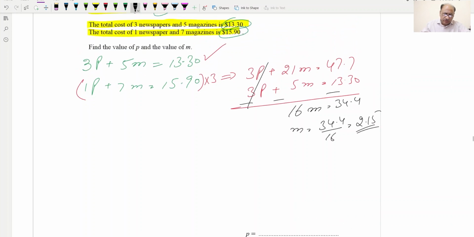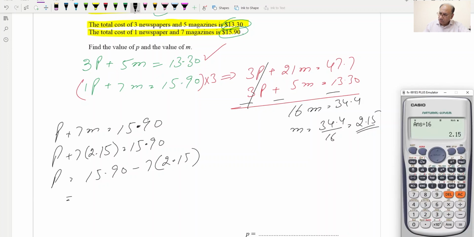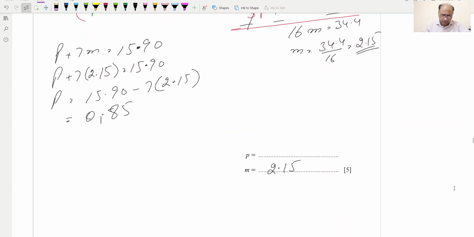Now to find the value of p, we can substitute in any of the original equations. I'm substituting in the second one. So p plus 7m is equal to 15.90, and in this one we will replace m with 2.15. So p plus 7 into 2.15 is equal to 15.90. So p is equal to 15.90 minus 7 into 2.15, and this results in 0.85. So 0.85 will be the p value, which we can provide over here, and this was a 5-mark question which we are done.